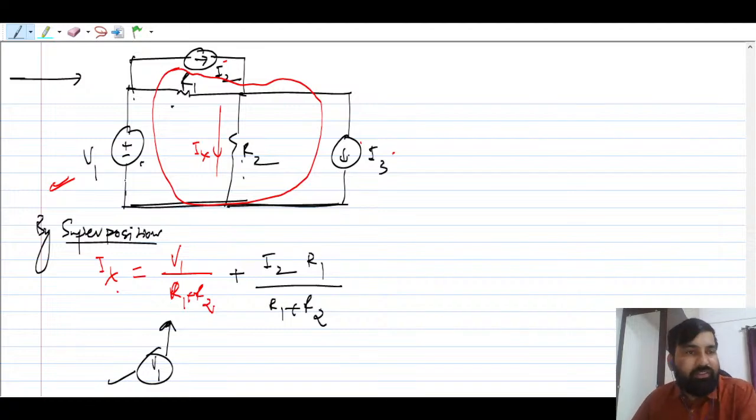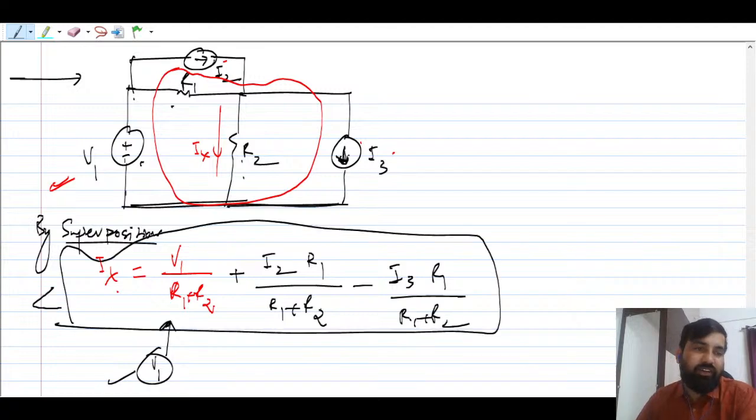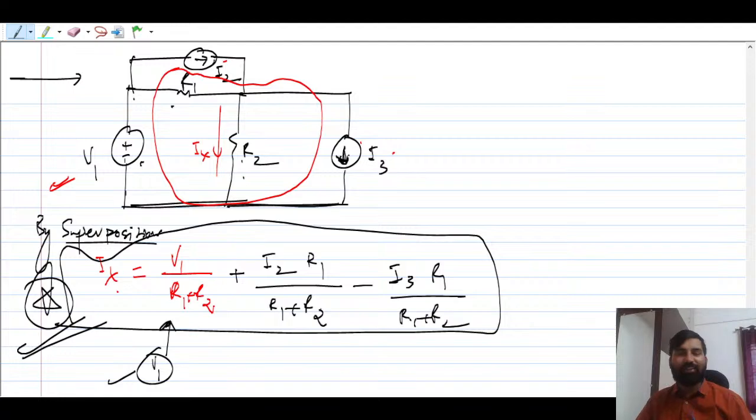Now, since it is open and this current is going outside, not entering this circuit, you can say minus I3 times R1 by R1 plus R2. You see, I'm not using any sort of KCL or KVL, but just superposition, so there is no chance of violating any law. Understood? In one line, you can find the current here.